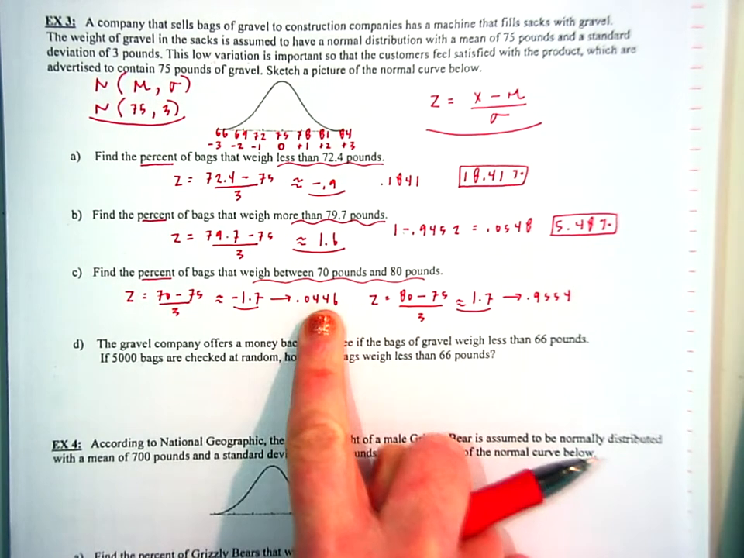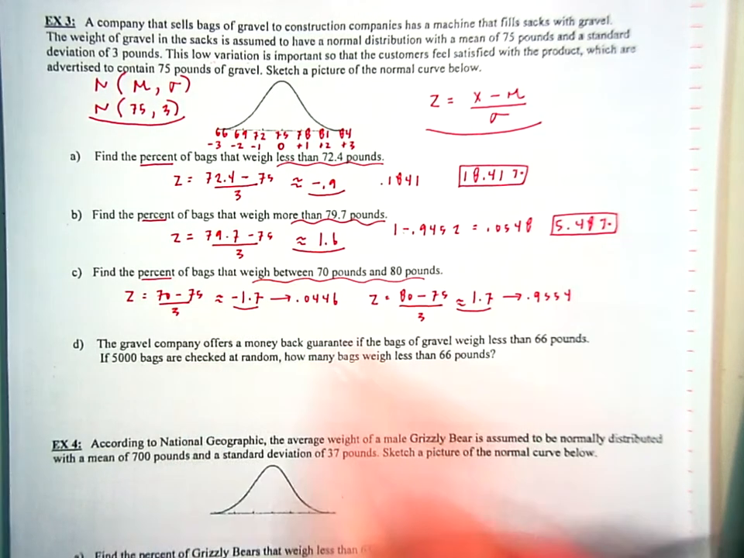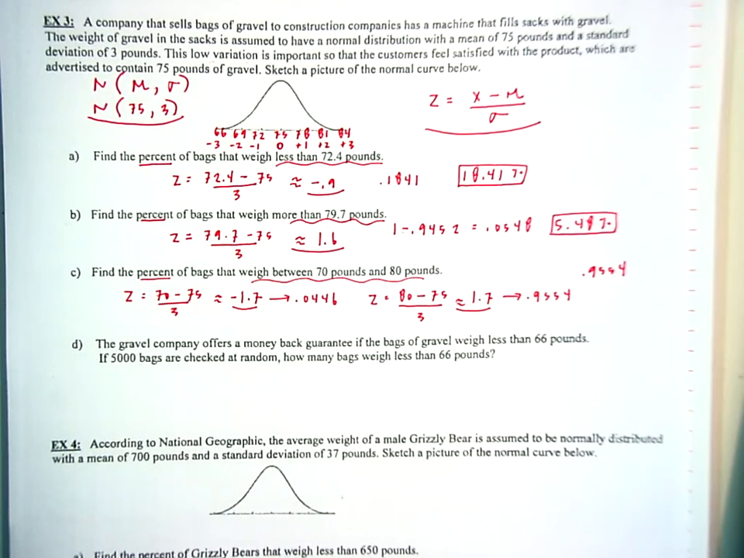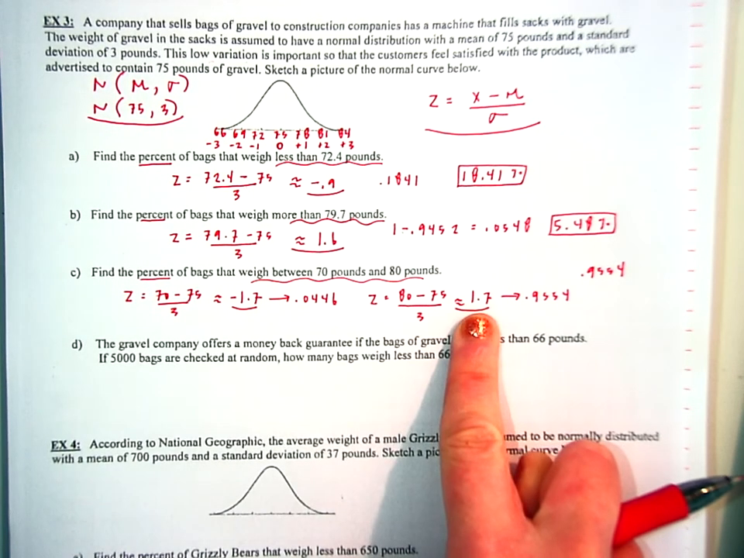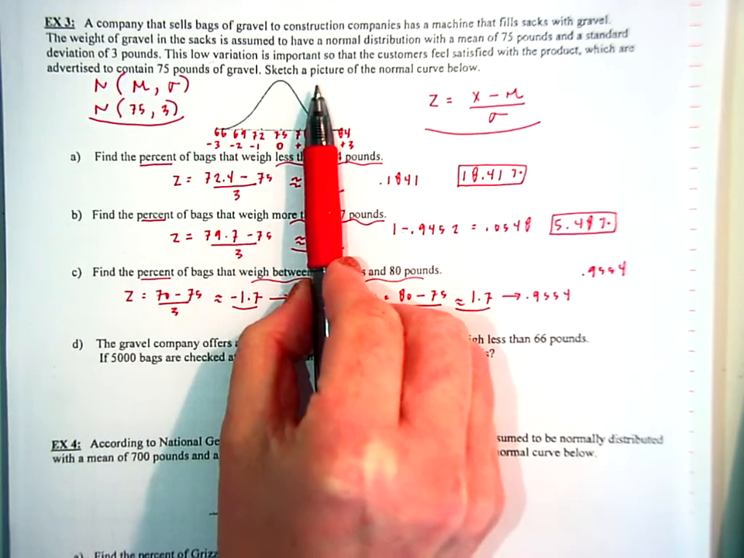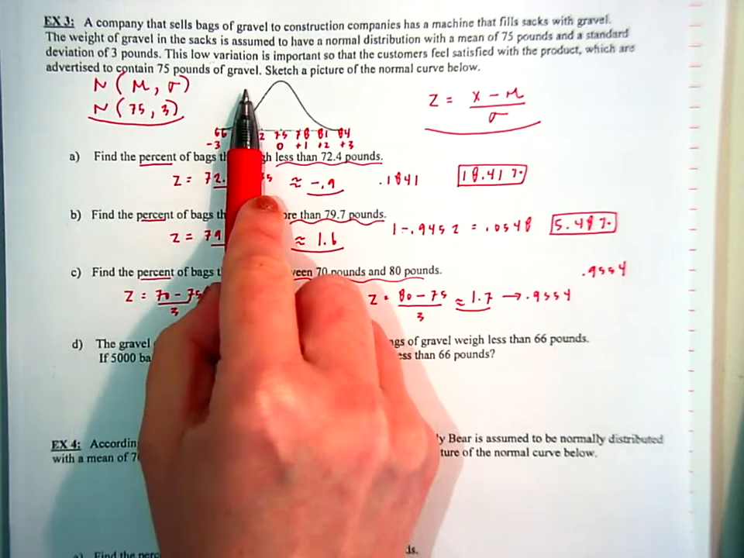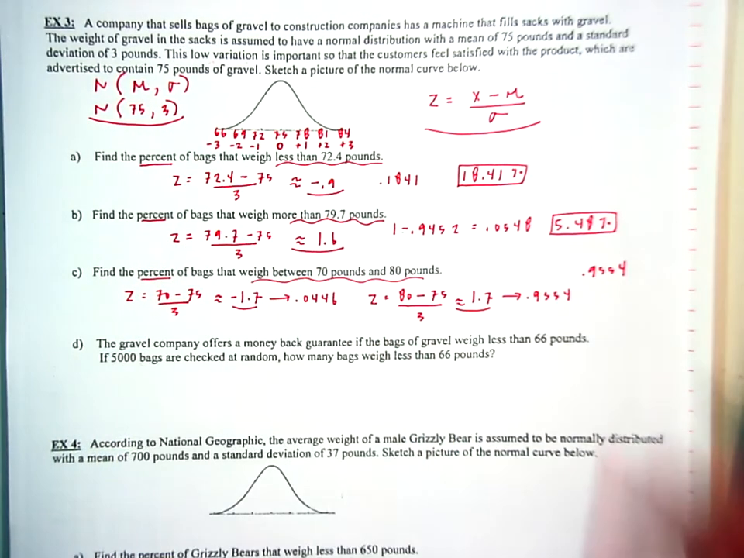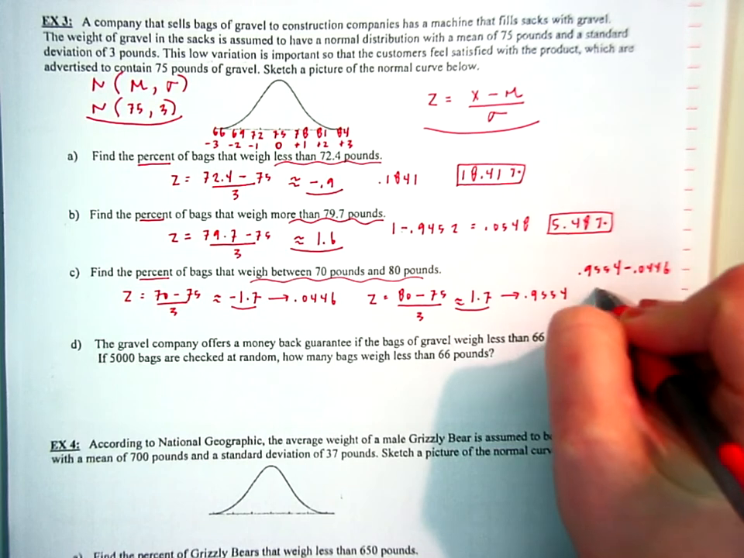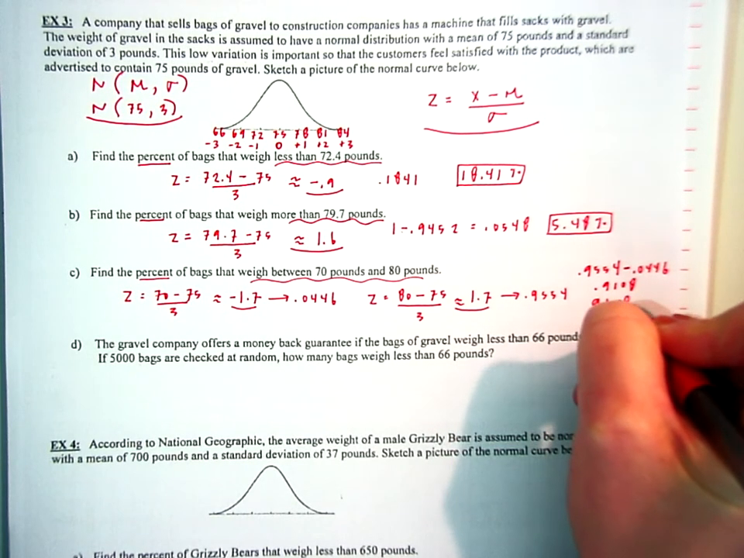Okay, so here I have the z-scores. I have the proportion that falls below, and it's an in-between problem. So for the in-betweens, I take the bigger one, so 0.9554, the area to the left of a z-score of 1.7. So I'm looking at right here, I'm looking at the proportion below that z-score, and then I'm going to subtract the proportion below this z-score right here. So take away 0.0446, and I get 0.9108. So 91.08%.